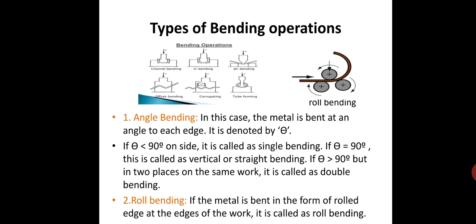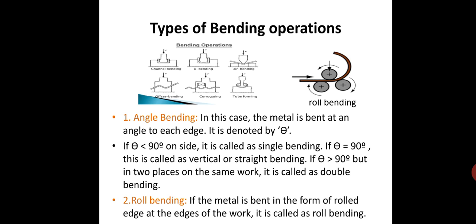First one is the angle bending. In this case, metal is bent at an angle to each edge. It is denoted by theta. If theta is less than 90 degrees on one side, it is called a single bending. If theta is equal to 90 degrees, this is called a vertical or straight bending. If theta is greater than 90 degrees but in two places on the same work, it is called double bending.